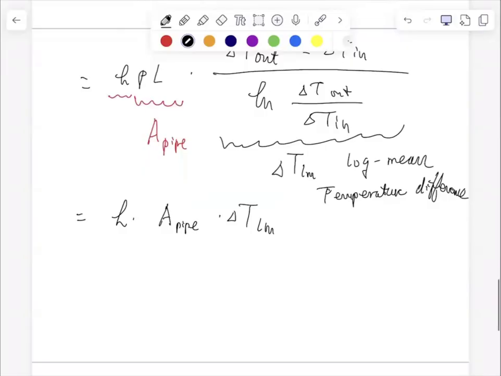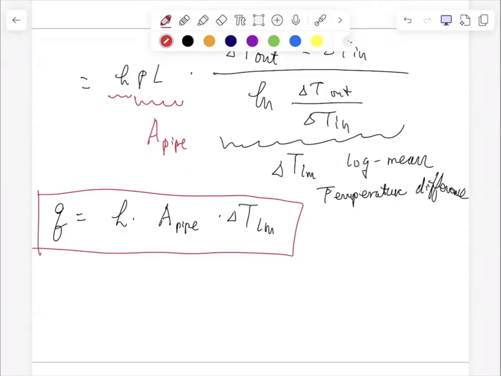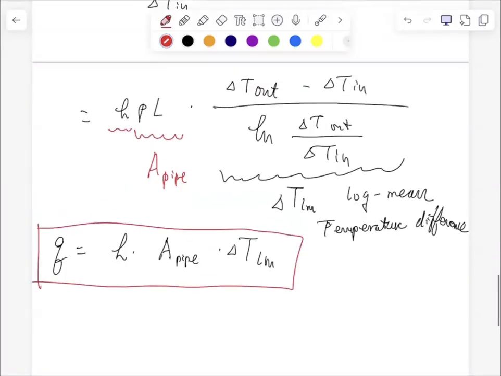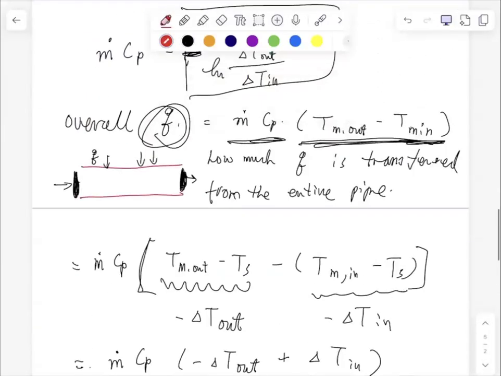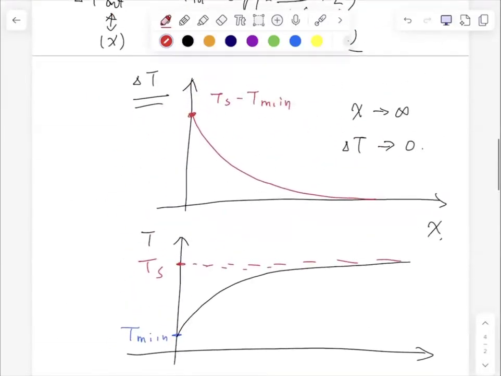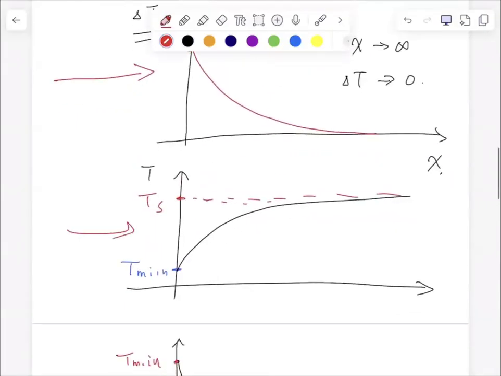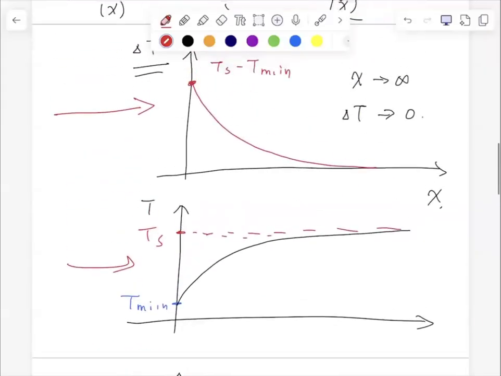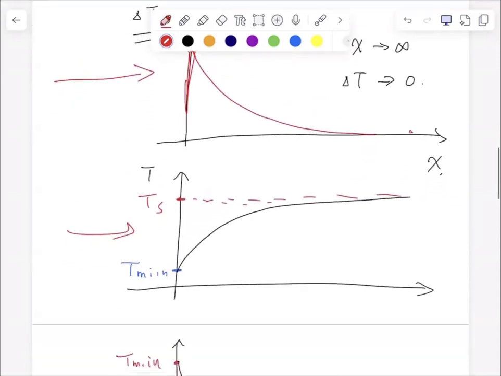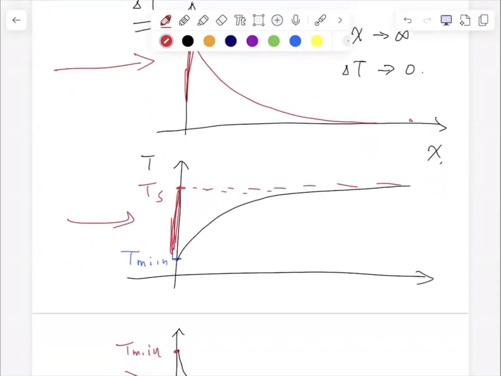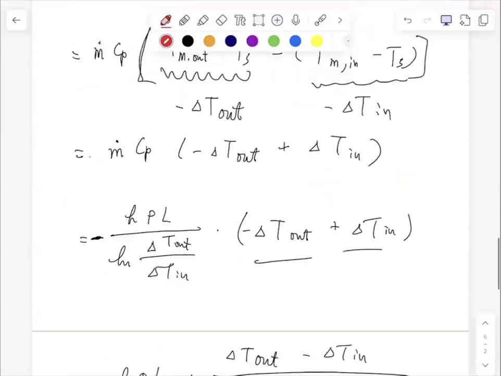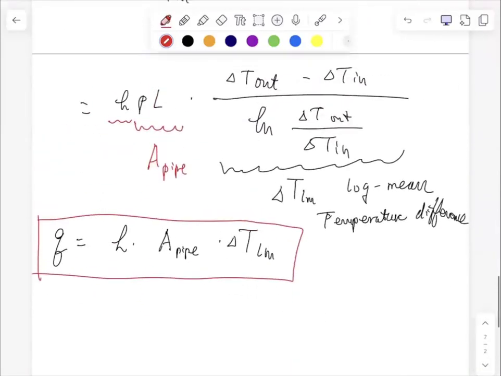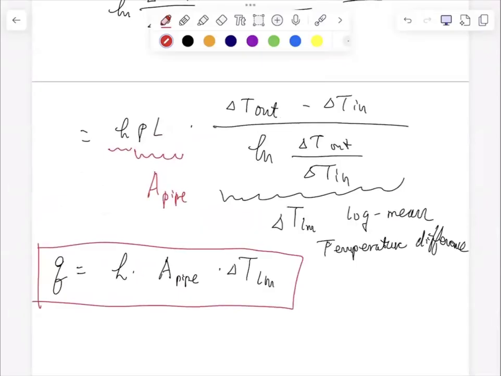So in this way, we can write Q as HA multiplied by delta T LM. This is important because the delta T is changing exponentially. So you cannot take the delta T at the beginning and at the end and do a simple averaging. You cannot do this. What you can do is take the log mean calculation to get the effective temperature difference for the heat transfer across the entire pipe.